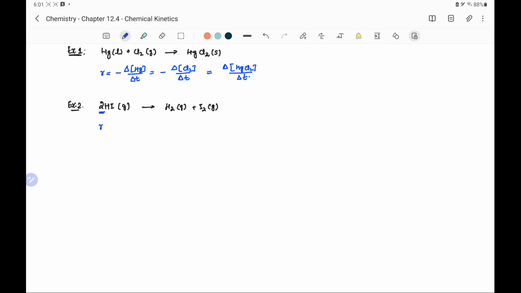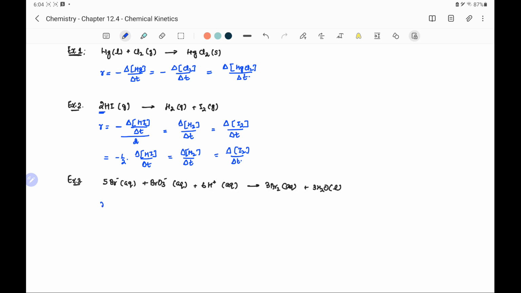So we can write the rate of reaction r is equal to negative, for the reactants, delta, and the reactant is HI, concentration divided by delta T, and this whole divided by the stoichiometric coefficient, that is 2, and it will be equal to the change in the concentration of the product, that is H2, divided by delta T, and similarly the change in the concentration of the other product, that is I2, divided by delta T. So we can write it is minus 1 by 2 delta HI by delta T, that is equal to delta H2 by delta T and delta I2 by delta T. So in this case, if the stoichiometric coefficient is not equal to 1, then we have to divide the rate of change of concentration by the stoichiometric coefficient to get the rate of reaction.